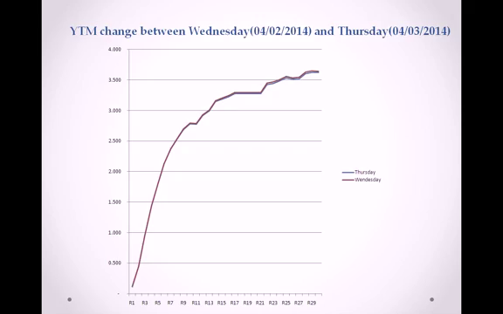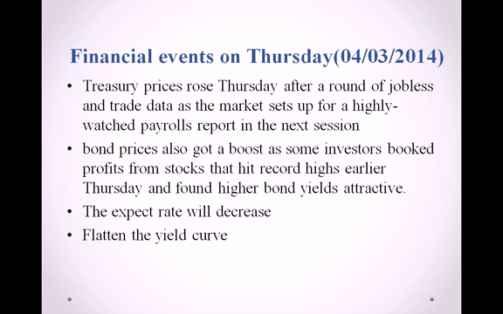I went to the Wall Street Journal and found some information. It said Treasury prices rose Thursday after a round of jobless and trade data, as the market set up for a highly watched payroll report in the next session. Some analysts said bond prices also got a boost as some investors booked profits from stocks that hit record highs earlier Thursday and found higher bond yields attractive. So that means some hot money moved from the stock market to the Treasury market, which leads to bond prices going higher and bond yields decreasing.